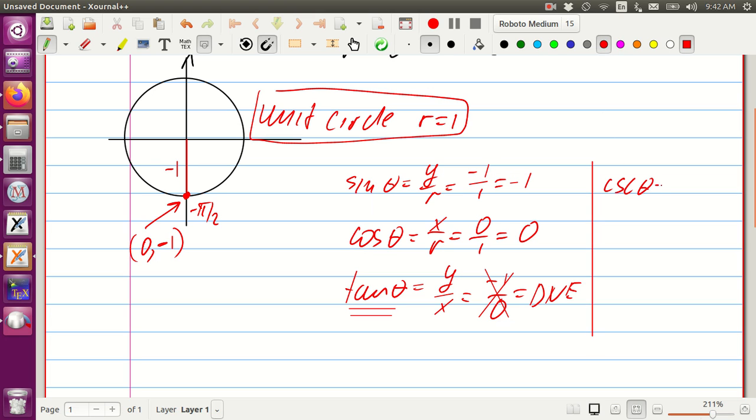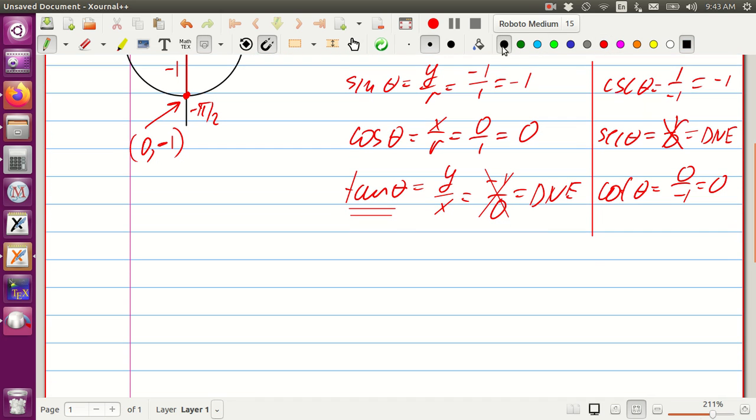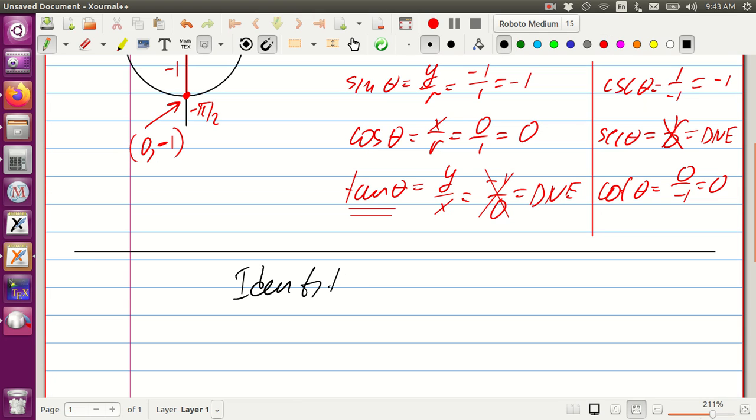Then cosecant of theta is 1 over negative 1, which is negative 1. Secant of theta is 1 over 0, which we cannot do, so it does not exist. And the last thing is cotangent of theta, which is 0 over negative 1, which is 0. So we did this example just to practice a little bit before we move on to identities. So the next topic is identities.